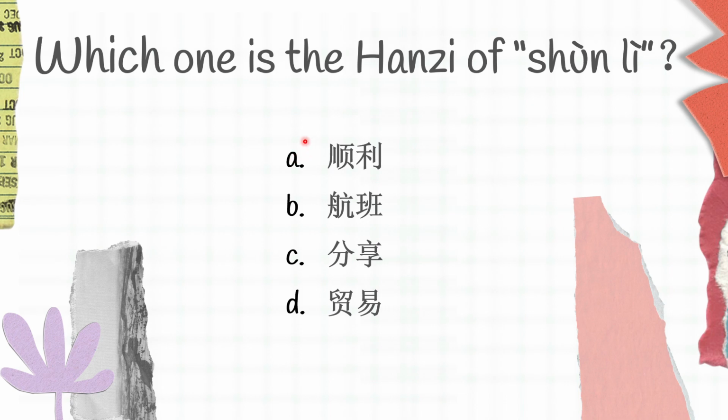A is 算力, B is 航班, C is 分享, D is 贸易. And A is the right answer for this question.